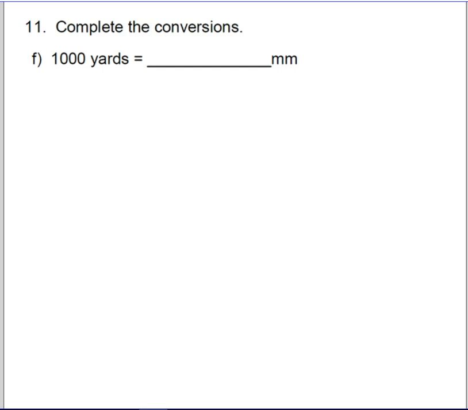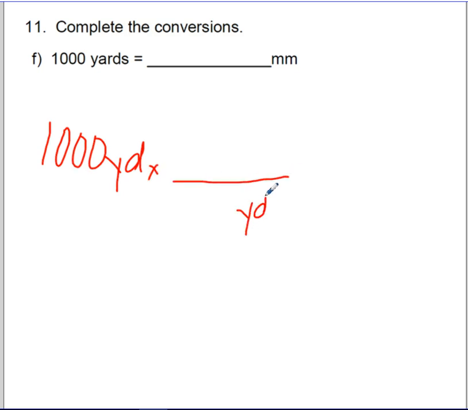Now we're going from yards to millimeters. We don't have a conversion straight there, but we can do yards to meters first. So let's do that. So we have 1,000 yards. And again, we want to get rid of yards, so let's put that on the bottom. And we want to keep meters. And again, I like to keep it in multiplication. So I chose the conversion of 0.914 meters per 1 yard, which gives me 914 meters.